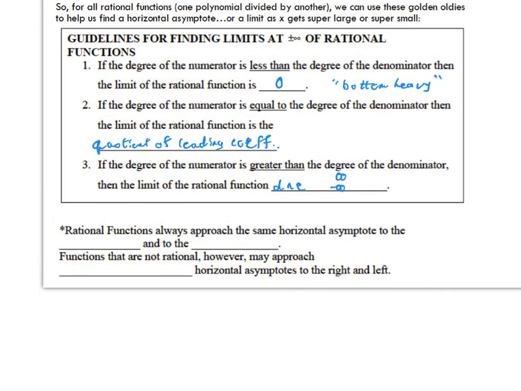And rational functions always approach the same horizontal asymptote to the right and to the left. However, functions that aren't rational may approach different horizontal asymptotes to the right and the left. And as we talk about that, you'll sort of see what's going on here.